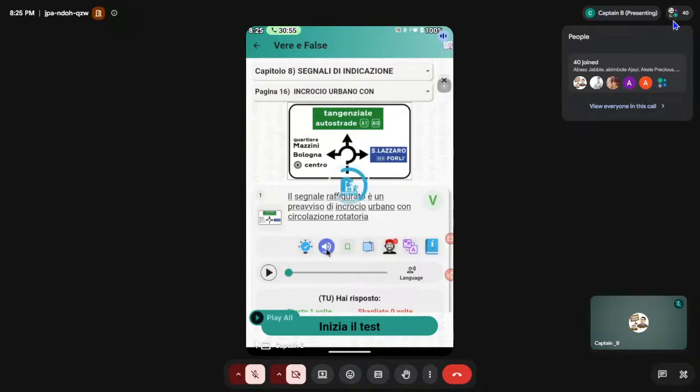Let's go, guys. Il segnale raffigurato è un preavviso di incrocio urbano con circolazione rotatoria. Now, anything referring to un preavviso is a sign announcing the incrocio, the junction. Urbano means the centre of habitation, which is urban area, where we stay, where we live, okay? Urbano, con, then means with. Circolazione, with the circulation of what? Rotatoria. What is rotatoria? Rotatoria means roundabout.